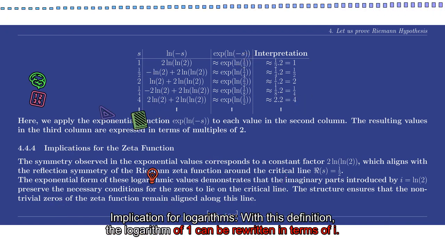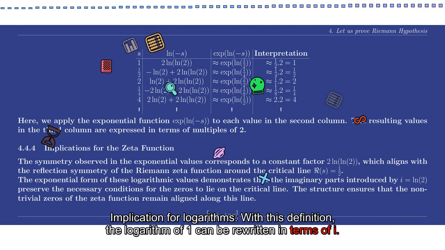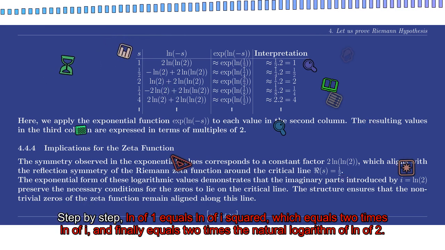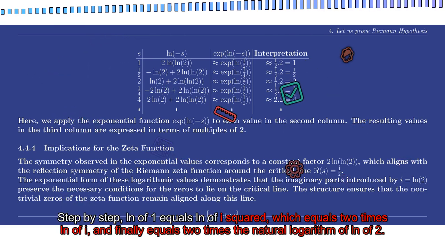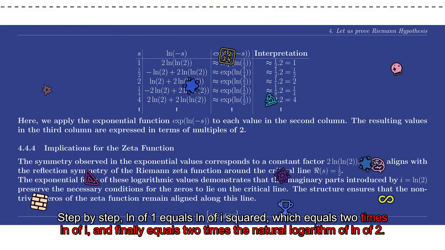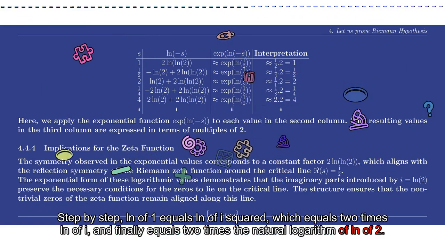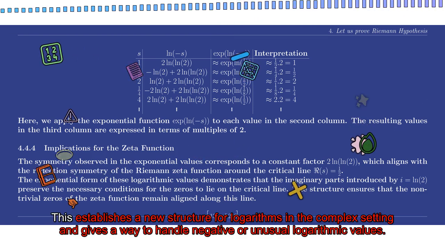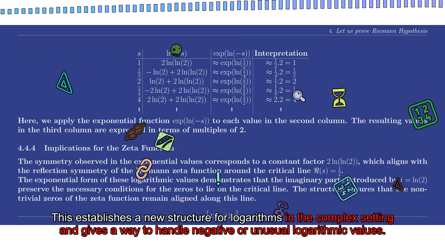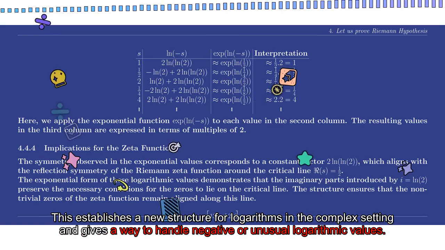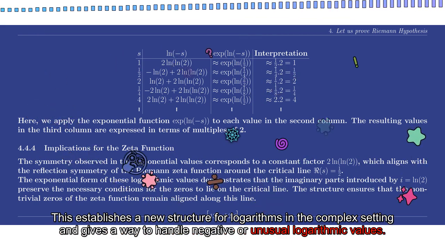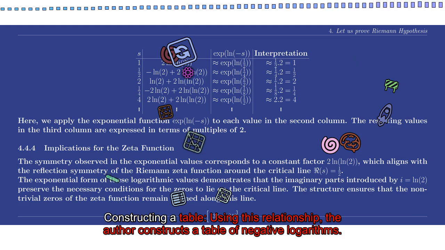Implication for logarithms. With this definition, the logarithm of 1 can be rewritten in terms of i. Step by step, ln of 1 equals ln of i squared, which equals 2 times ln of i, and finally equals 2 times the natural logarithm of ln of 2. This establishes a new structure for logarithms in the complex setting and gives a way to handle negative or unusual logarithmic values.